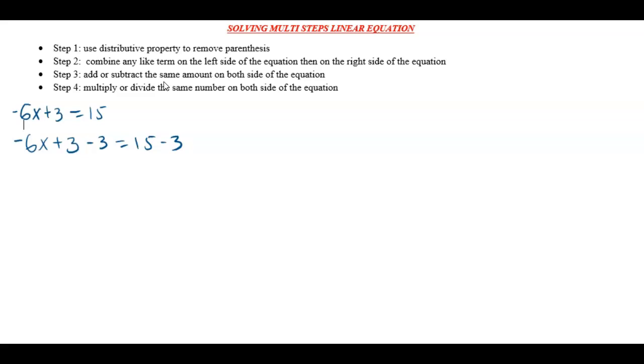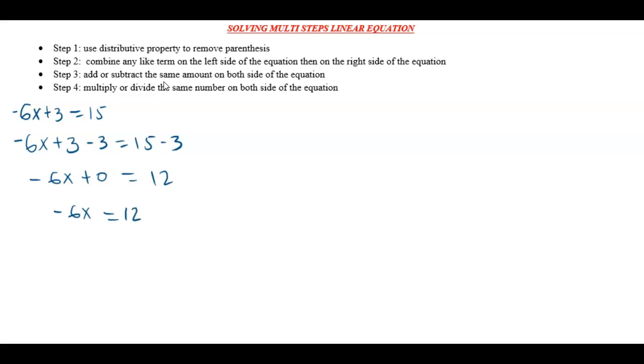3 minus 3 is 0. So you got negative 6x plus 0 equal 15 minus 3 is 12. And we already know 0 is neutral. So that simply becomes negative 6x equal 12.